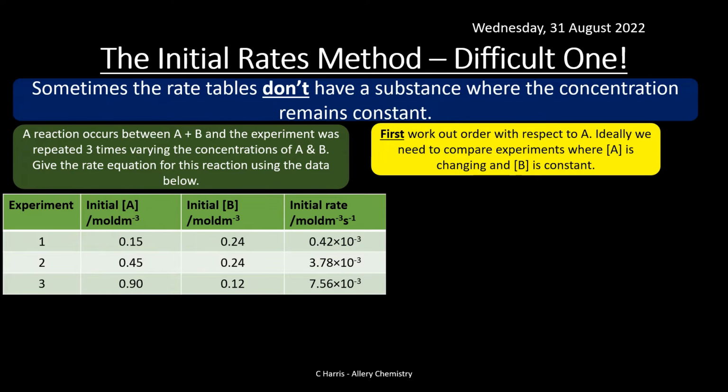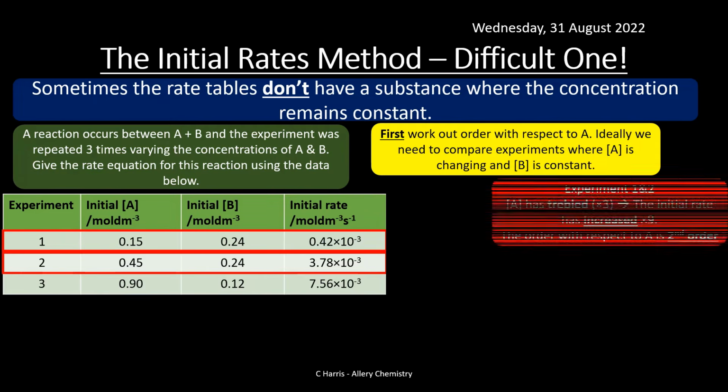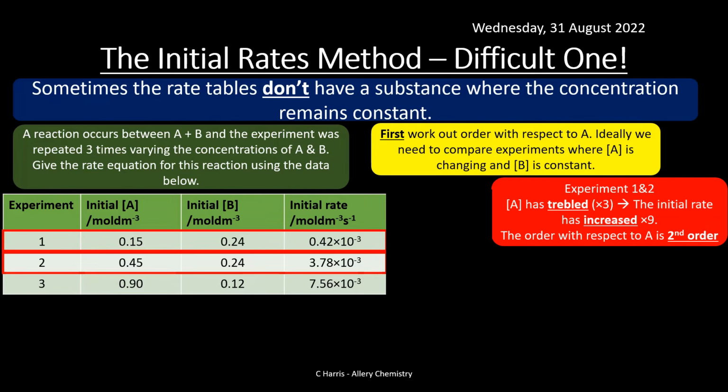So first of all, we need to work out the order with respect to A. Like I say, ideally we need to compare experiments where the concentration of A is changing and B is constant. But there we are, we can work out the order of A because we know B is the same. So A has trebled here, and the initial rate has increased by 9. So we know that in this experiment the order with respect to A is second order. It's increased disproportionately. So that's fine.